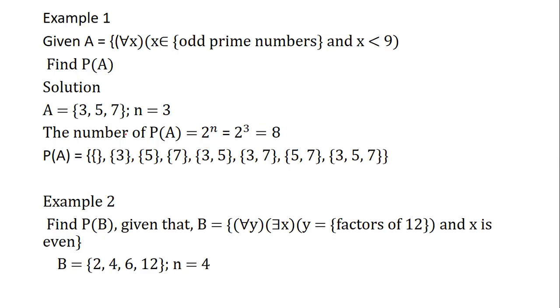So you can start with the individual members. We have the set of 3, the set of 5, the set of 7. Then we pair two of them. So we have the set of 3, 5, the set of 3, 7, and the set of 5, 7. Then the original set, to make it 8.